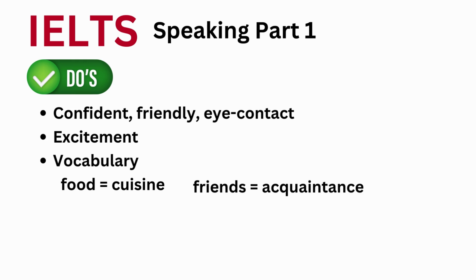The same goes for friends. A common word we use when we talk about friends is acquaintances. This is another great word to use. So again, try to come up with vocabulary for each of the different topics in practice.